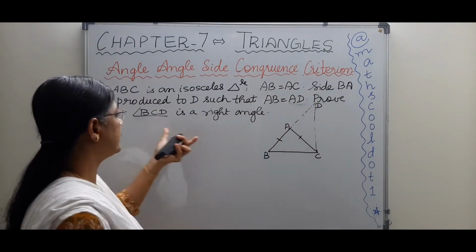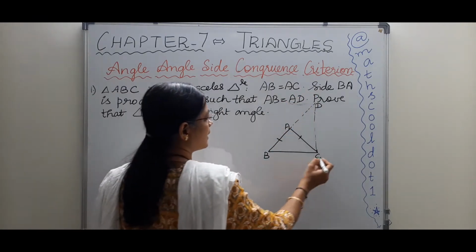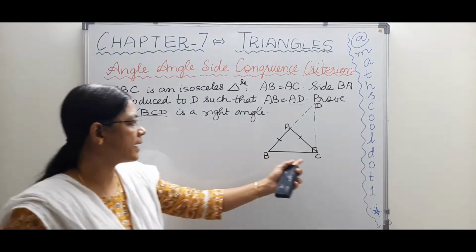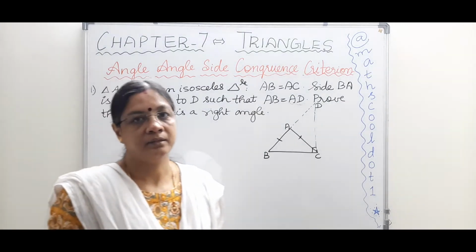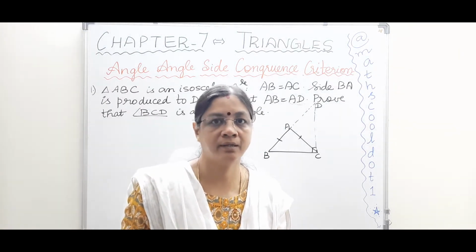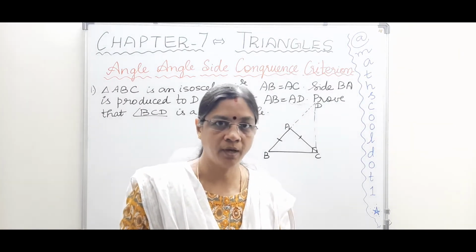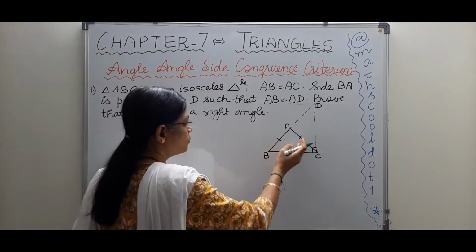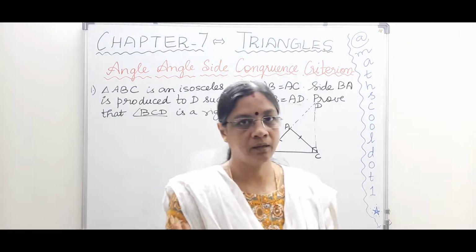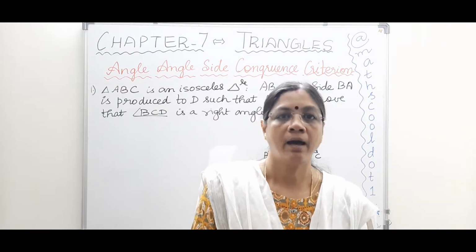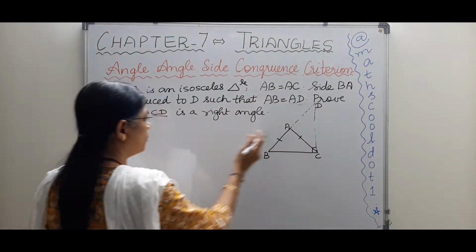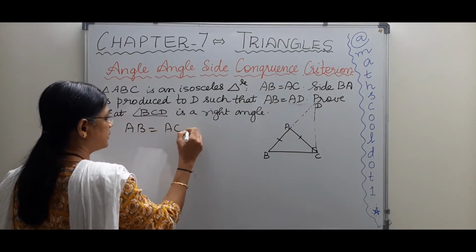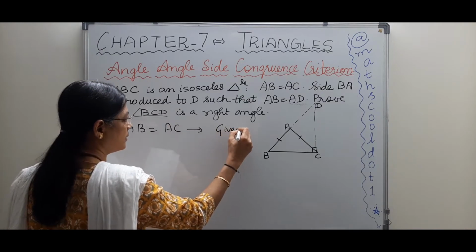Now we need to prove that angle BCD. Where is angle BCD? See, this is BCD. We have to prove this angle to be a right angle, that is, BCD has to be 90 degrees and we need to prove that. So let's start. What do we know from the theorem? When two sides are equal, the angles opposite to those two sides have to be equal, right? So AB is equal to AC, this is given.